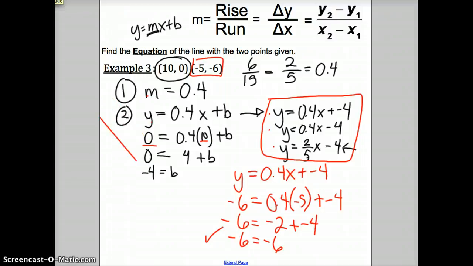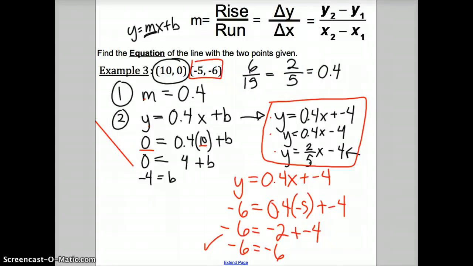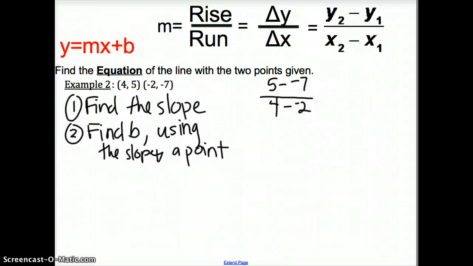So you're going to try the next examples here and then come back to the solutions video to help you. But I'm going to leave it on this slide so you can see the steps. Find the slope, then find b using the slope and a point.